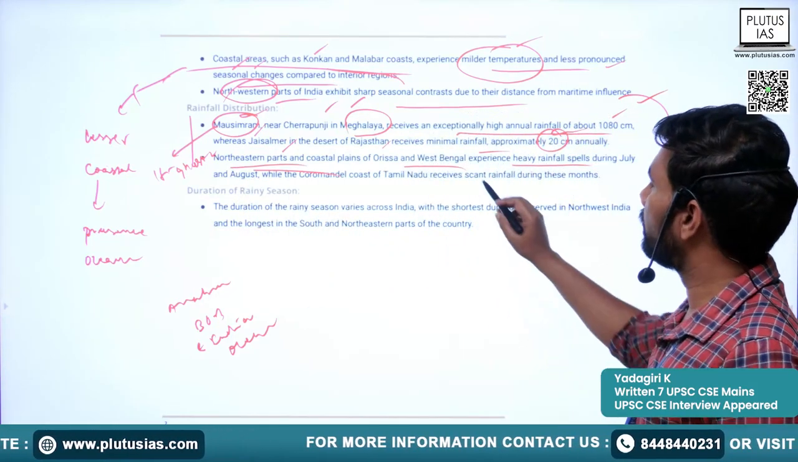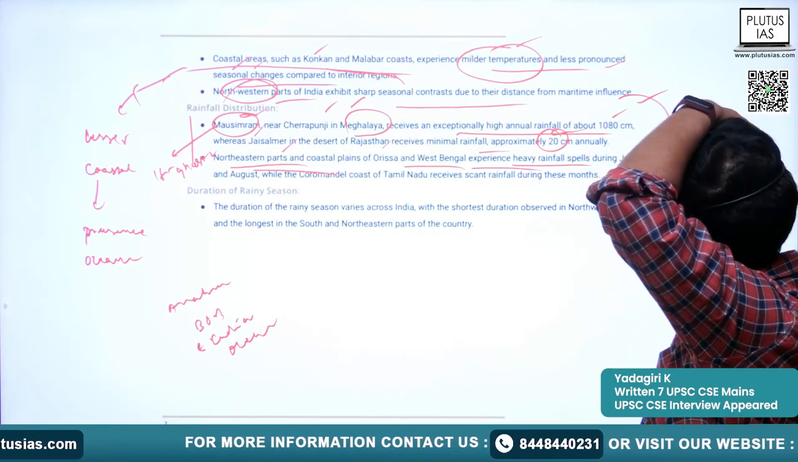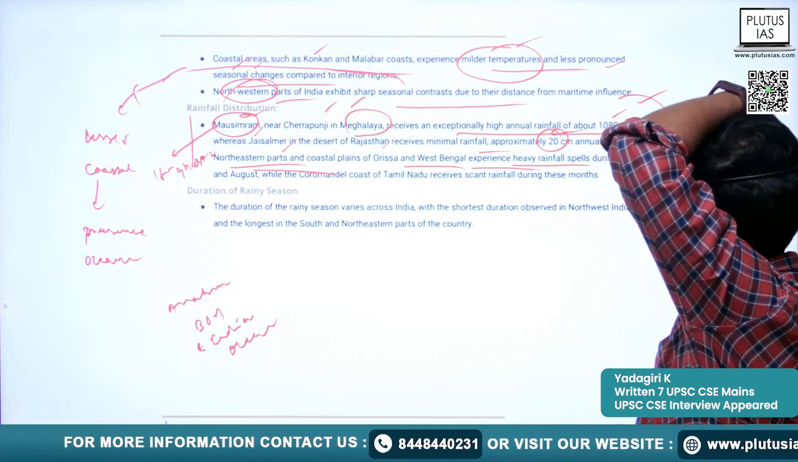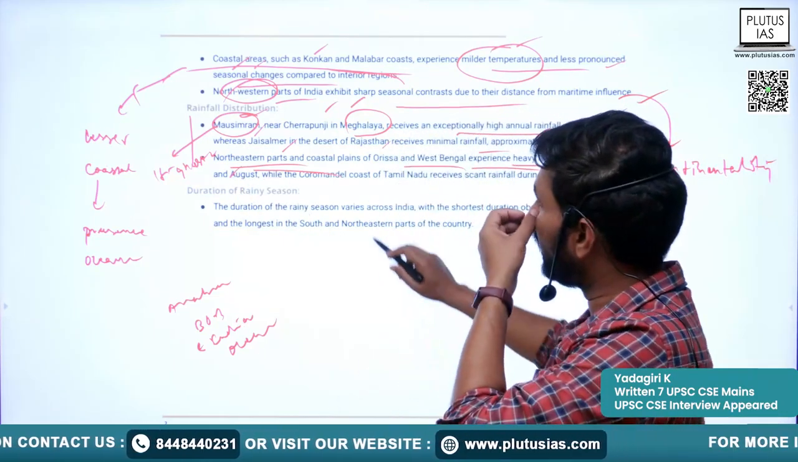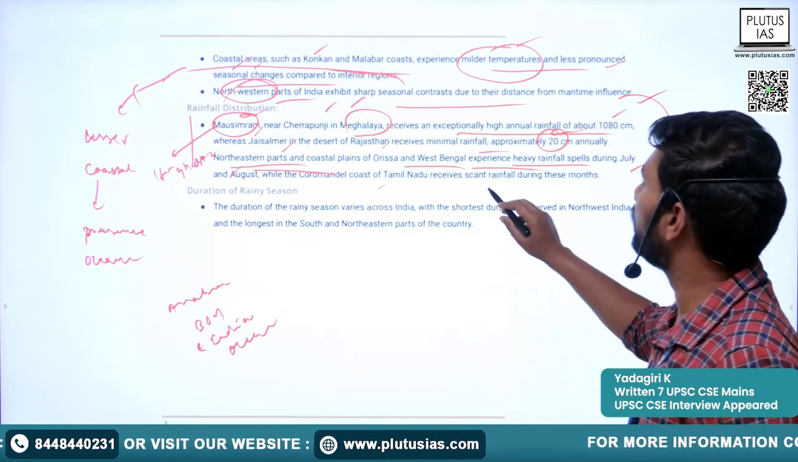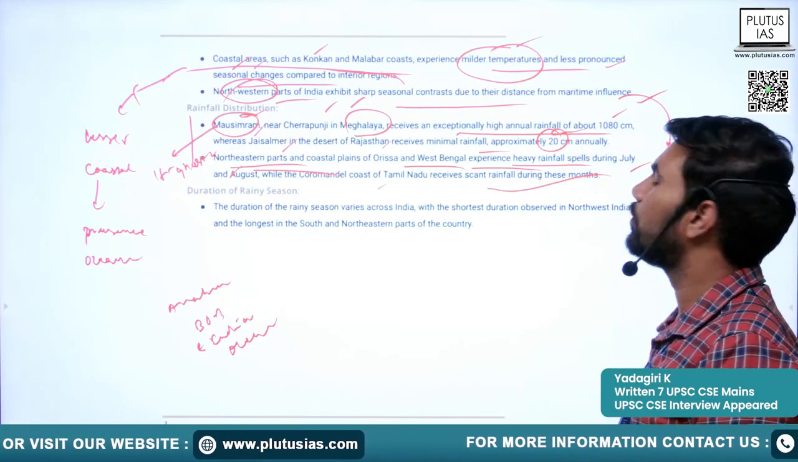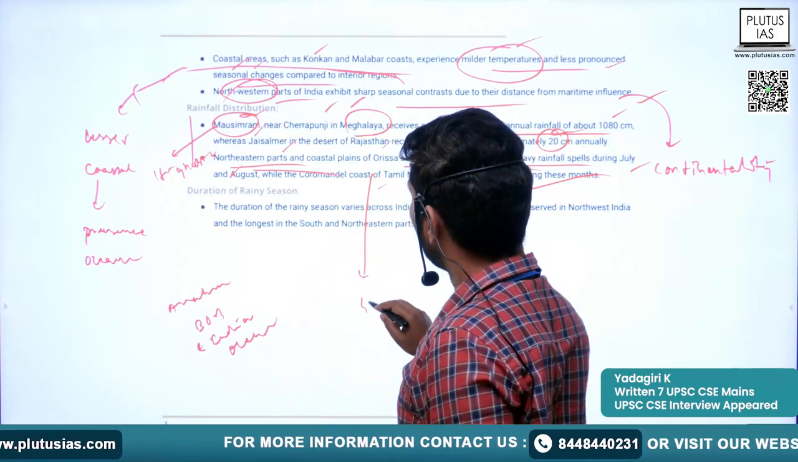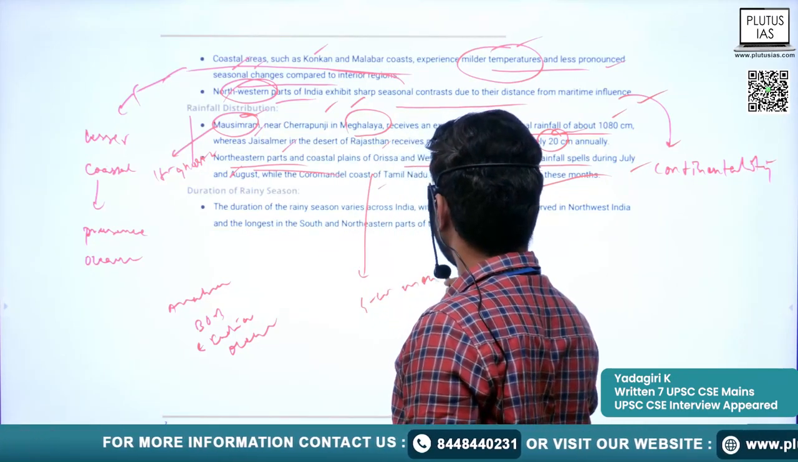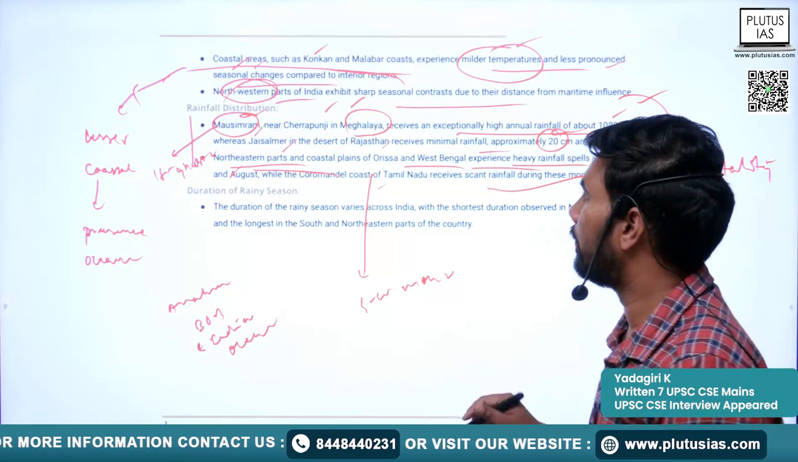the northeastern parts and the coastal plains of Odisha and West Bengal experience heavy rainfall spells during July and August. So this is the monsoon period. While the Coromandel coast of Tamil Nadu receives scant rainfall during these months. It receives very little rainfall during the southwestern monsoon. The eastern coast of Tamil Nadu.